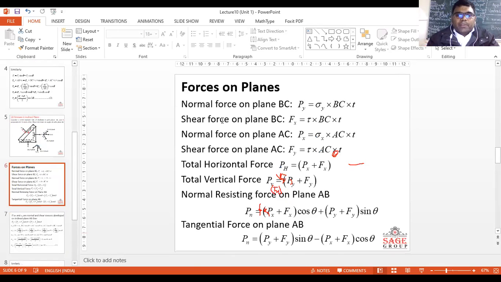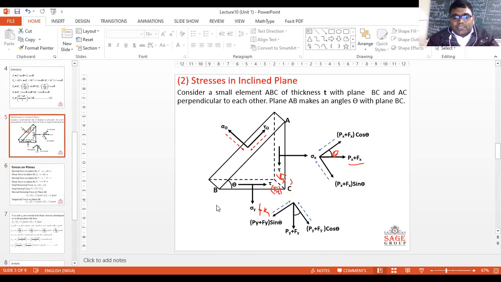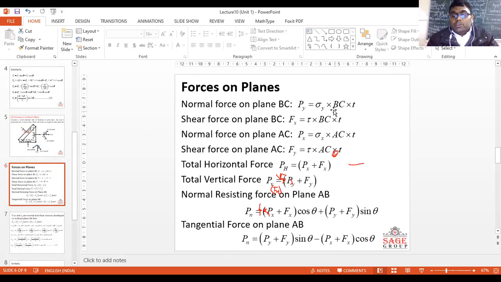Look, all these are the same thing. We are calculating the normal force acting on the plane BC. You can see BC is this y1, this one. So Py is equal to the normal force, which has a relation with sigma y, so sigma y into BC into T. And the shear force acting on plane BC is Fx. Fx means it acts toward x, but it acts on BC. So we can say tau BC into T.